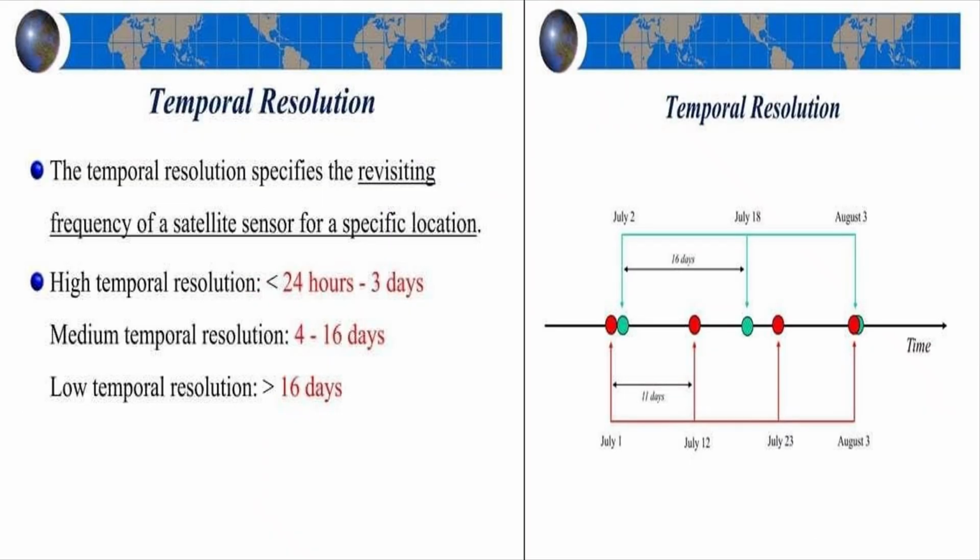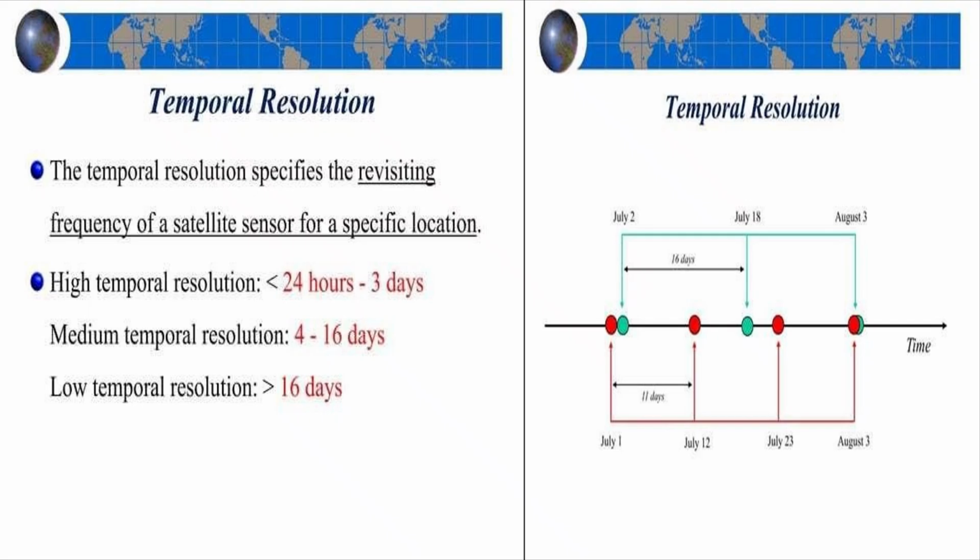This slide explains temporal resolution in remote sensing. Temporal resolution refers to the revisiting frequency of a satellite over a specific location, meaning how often it captures images of the same area. High temporal resolution means the satellite revisits frequently, typically within less than 24 hours to 3 days, which is useful for monitoring rapid changes like floods or crop growth.